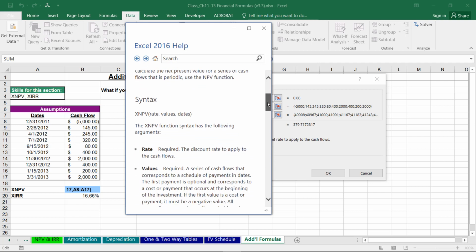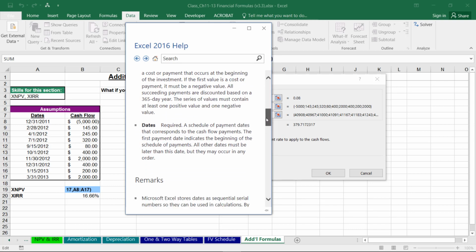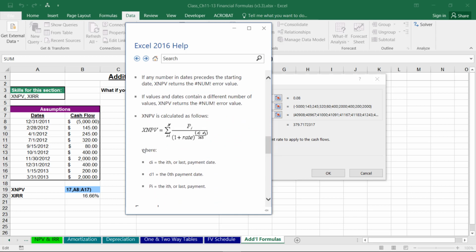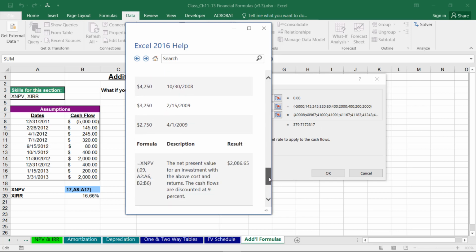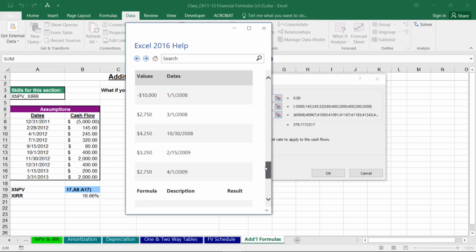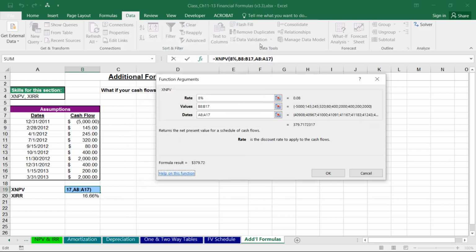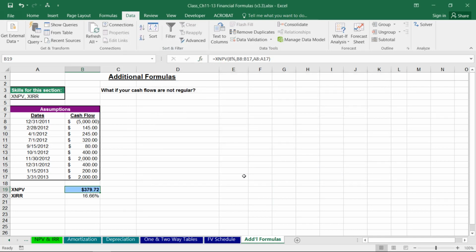So here you can go down, you can see the different arguments, what the definitions are, and they have even things like what the equation is they're using to get at this information, and then some examples. It's always useful then to look at this if you want to understand a formula better. Help on this function. Okay.